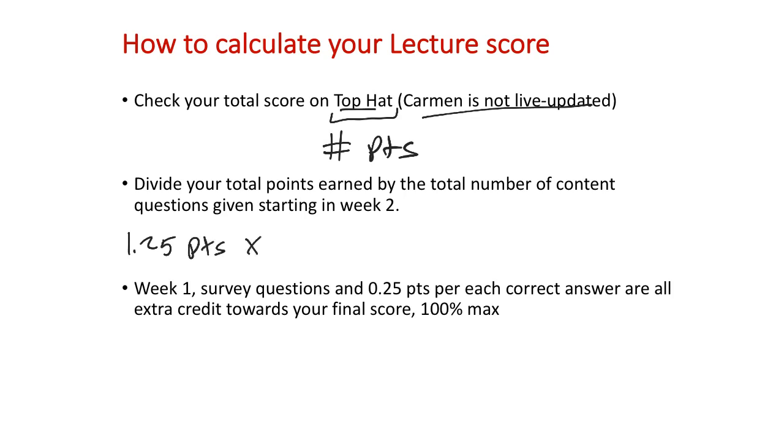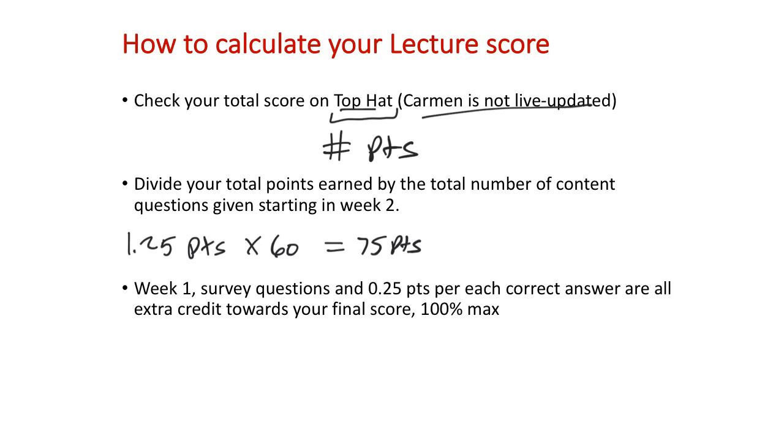We've asked 60 questions so far. That means there's 75 points that you could have earned. If you look at your percentage score in Top Hat, it'll list your percentage of those 75 points that you've earned. But the only points you have to actually earn are 1 point per question, and only for the content questions that I've asked week 2 and beyond.